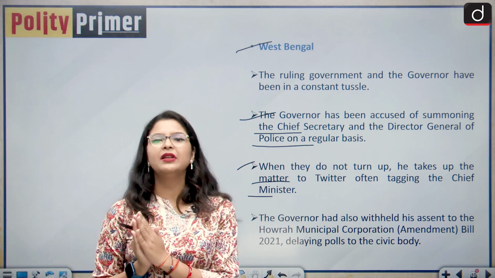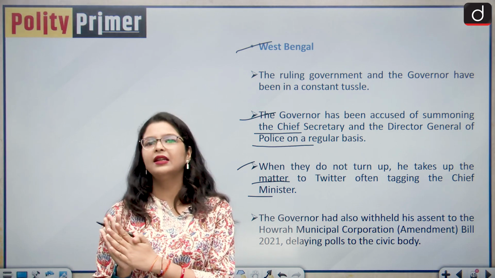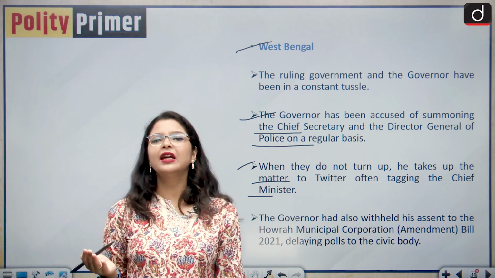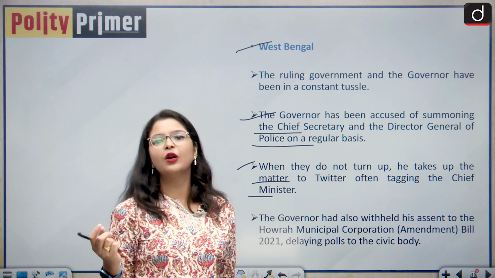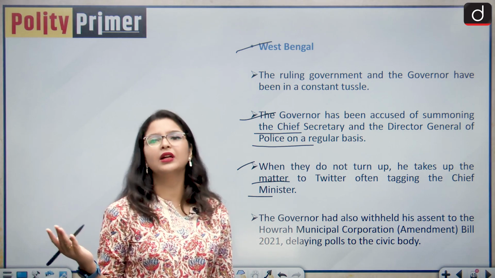Ideally, this should not happen. The governor should not wash his dirty linen in public, but he often takes up to Twitter to pass negative remarks against the chief minister of West Bengal and often tags her on Twitter as well.